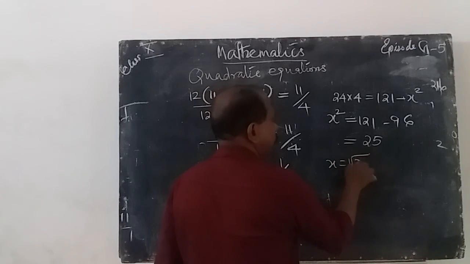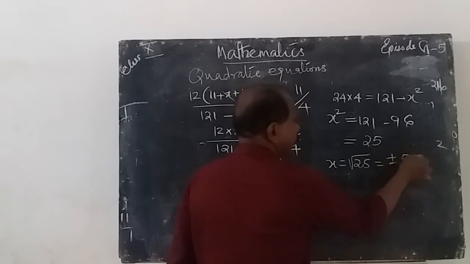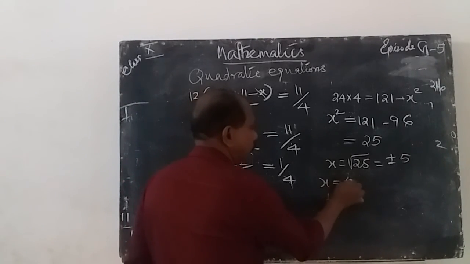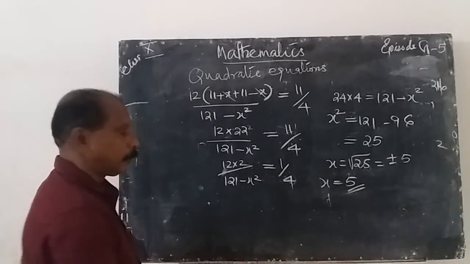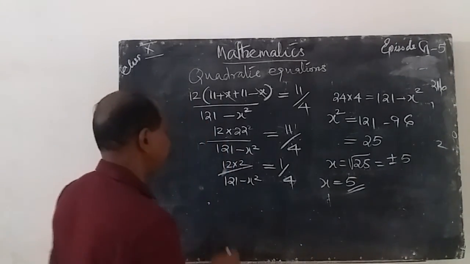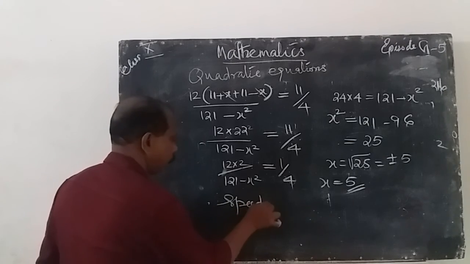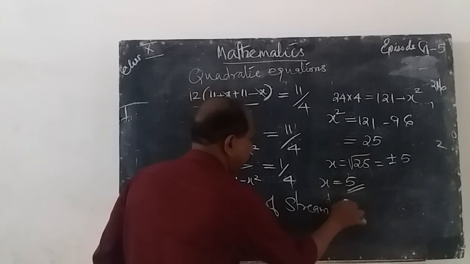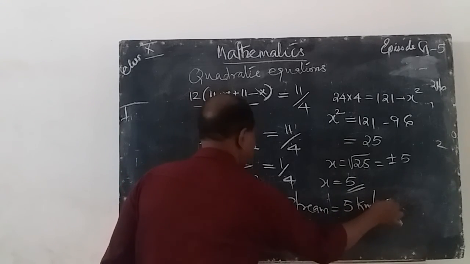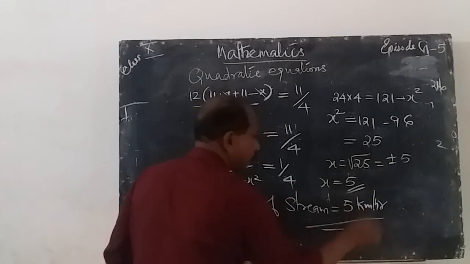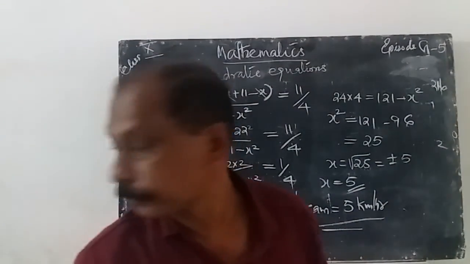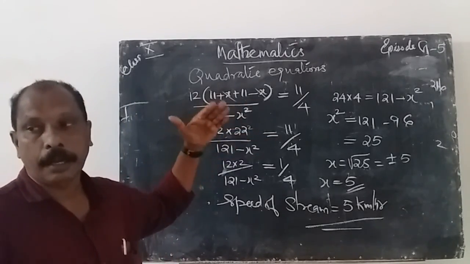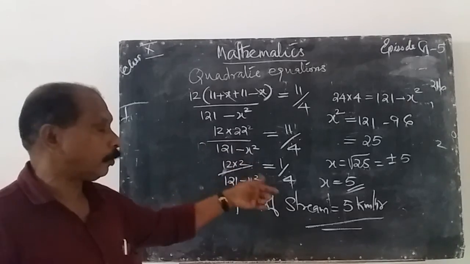Therefore, x is equal to root 25, is equal to plus or minus 5. We take the speed as only positive. Therefore, x is equal to 5. Therefore, speed of stream is equal to 5 kilometer per hour. That is the answer. 5 kilometer per hour. Therefore, speed of boat is 11 kilometer per hour and the speed of stream is equal to 5 kilometer per hour.